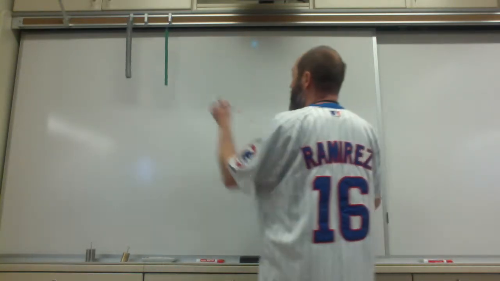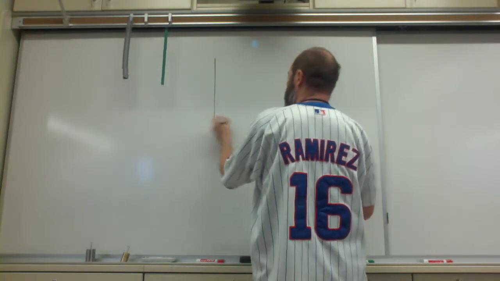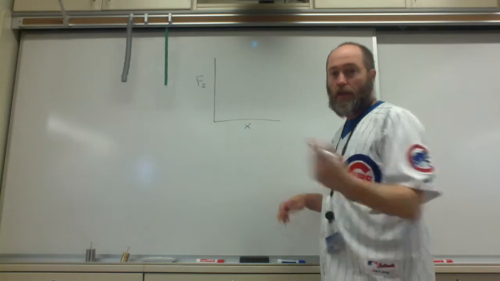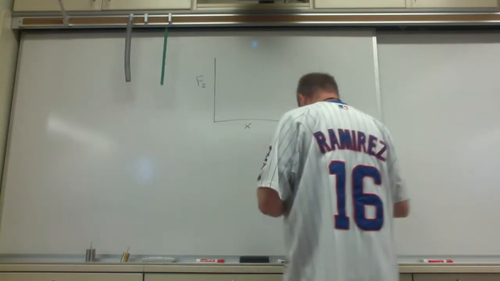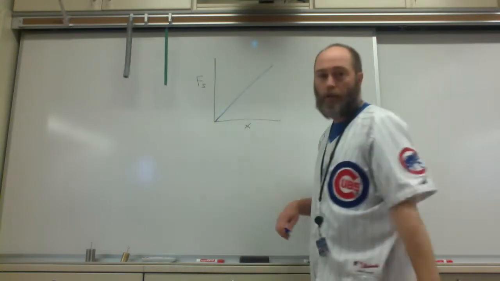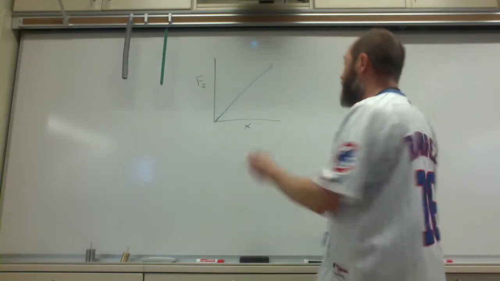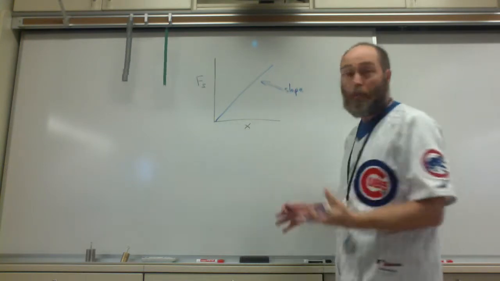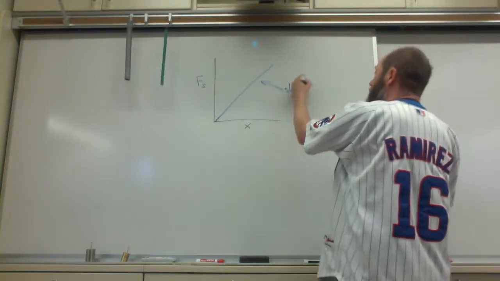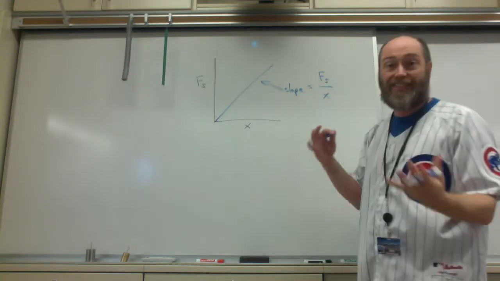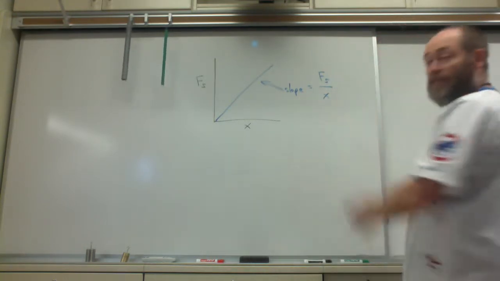Hopefully you remember from the lab where you made a graph that looked like this: force of the spring and displacement. When you graphed it, you should have gotten a line, because it is a linear relationship, and then you should have found the slope of the line. So how do we find slope? Slope is just rise over run. So my rise is the force of the spring, my run is the displacement, and I get this.